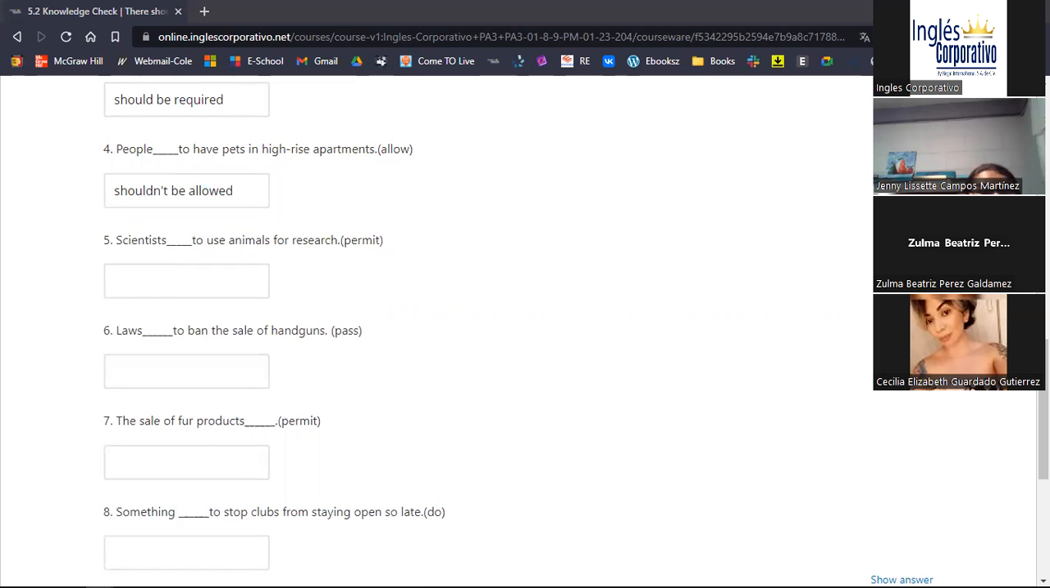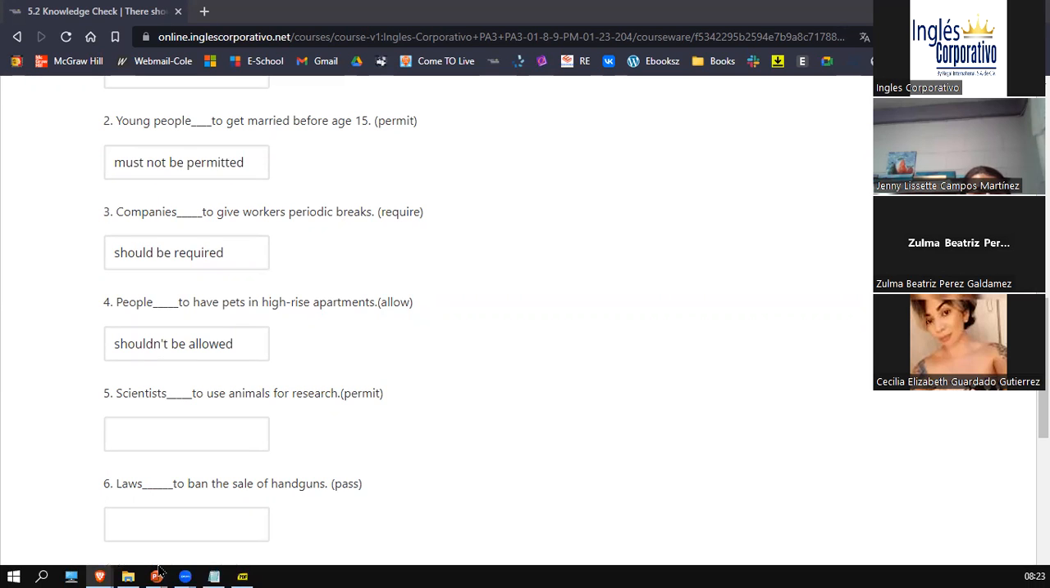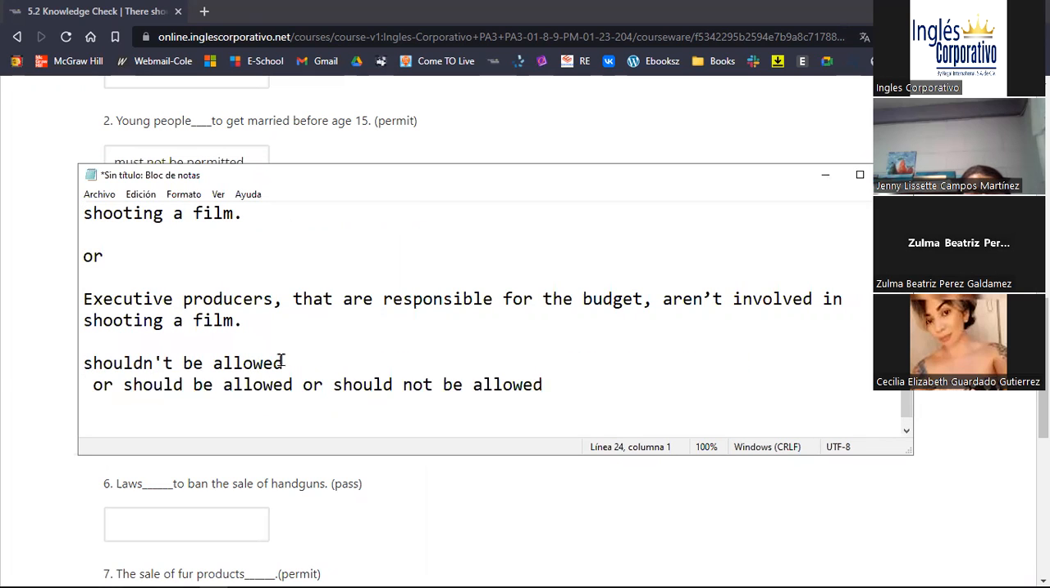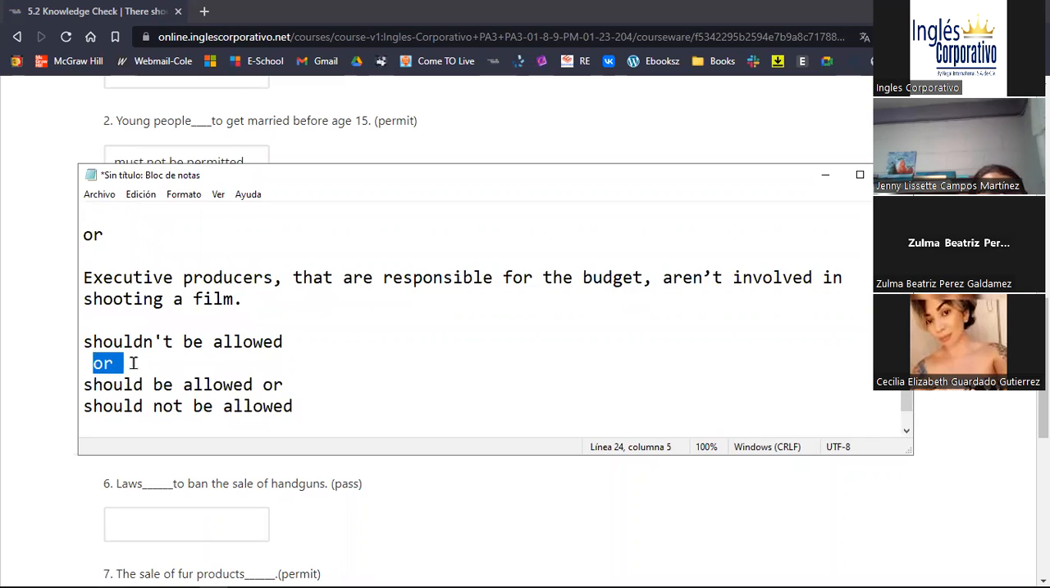A mí me lo aceptó el A4 sin el NAT. ¿Perdón? Number four, in my case, is should be allowed. Es que son las tres. Ajá. Son tres opciones. Yep, in number four, the answers are these. You can say shouldn't be allowed, or you can say should be allowed, or should not be allowed. Le va a tomar las tres. ¿Hay alguno que no le haya tomado? ¿O le falló alguna? No. Que fue should be. Ajá. Okay. Yeah. No, in that case, it is based on your opinion, right? Shouldn't be, should be, or should not be allowed.